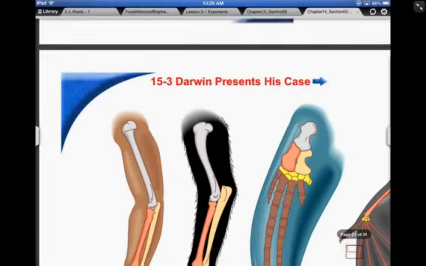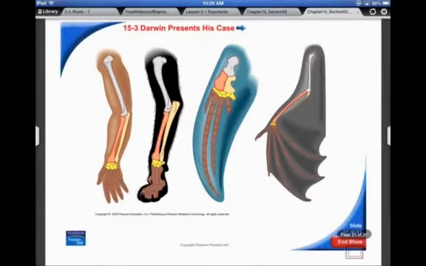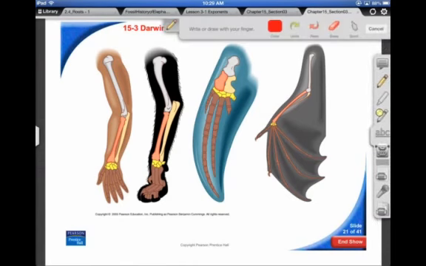Okay. So when Darwin presents his case, when he looks at homologous structures, if you compare the limbs of different animals, you see it's more or less the same limb. You see the radius and the ulna. In each of these cases, these are homologous structures. You could see it in each, but they're adapted slightly differently.